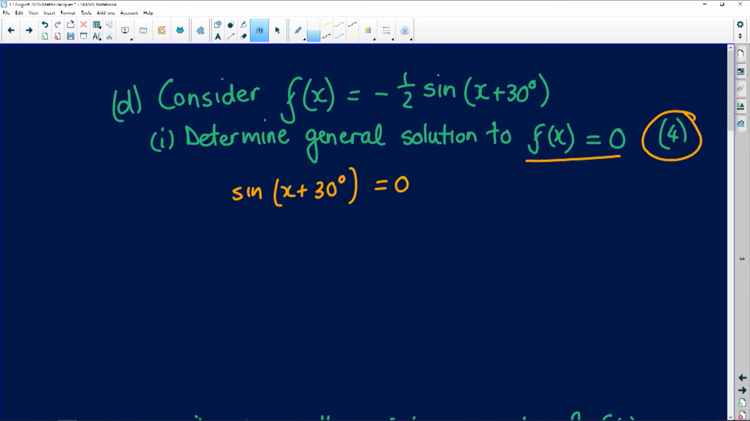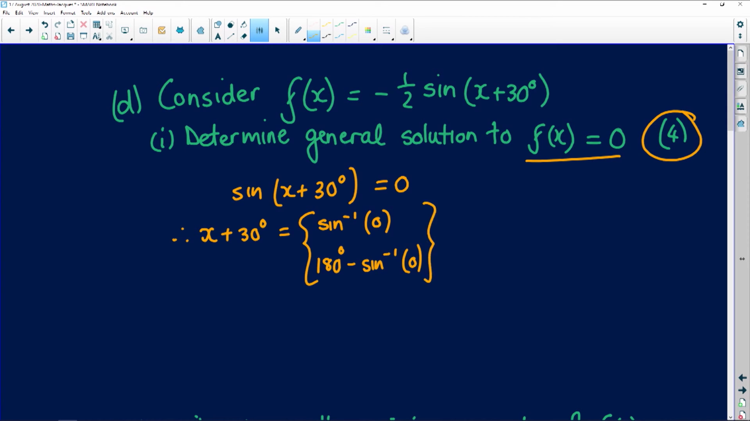Now, where's that 0? Well, that is 0 if you know your definitions, where x plus 30 is equal to, now remember there's two places where this happens. It happens at the inverse sine of 0, or it happens at 180 degrees minus that inverse sine of 0, and then plus multiples of the period for sine, which is in this case 360.